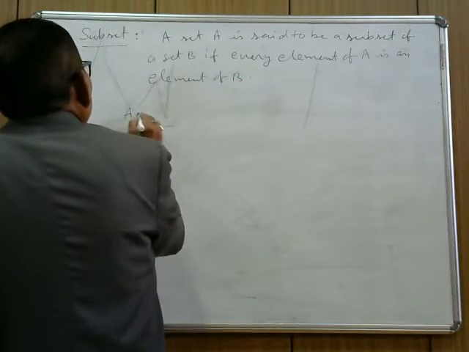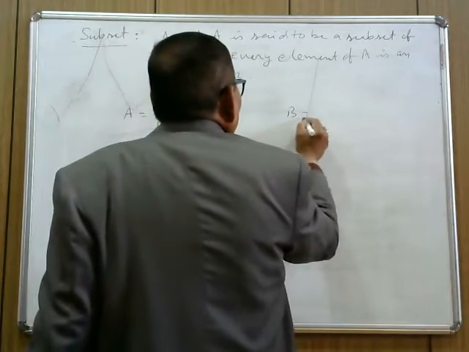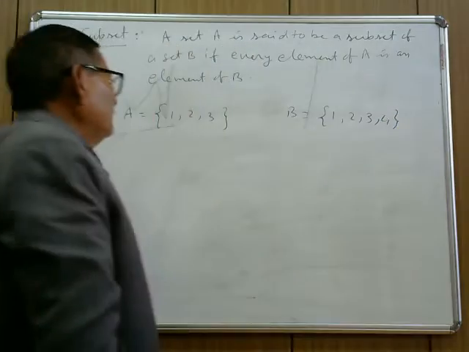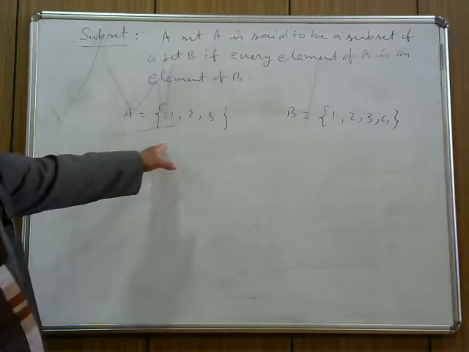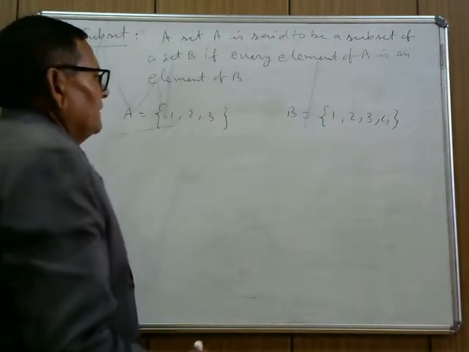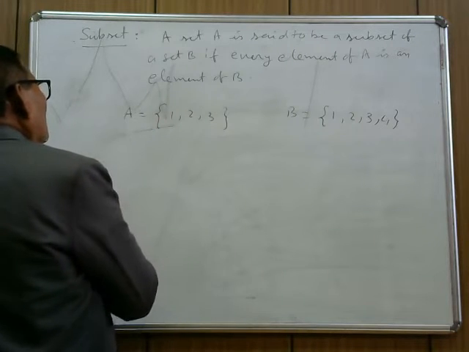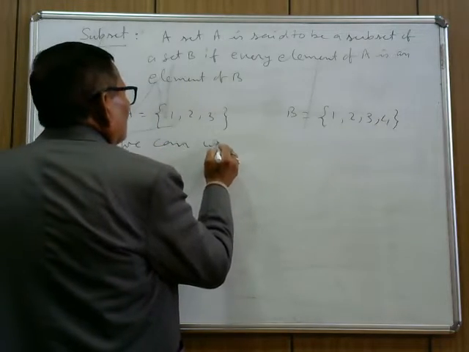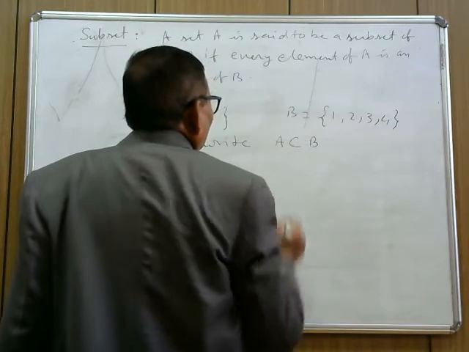For example, set A has elements 1, 2, 3, set B has elements 1, 2, 3, 4. So here we can notice that every element of A is present in set B. So A is a subset of B, and we can write A is a subset of B.